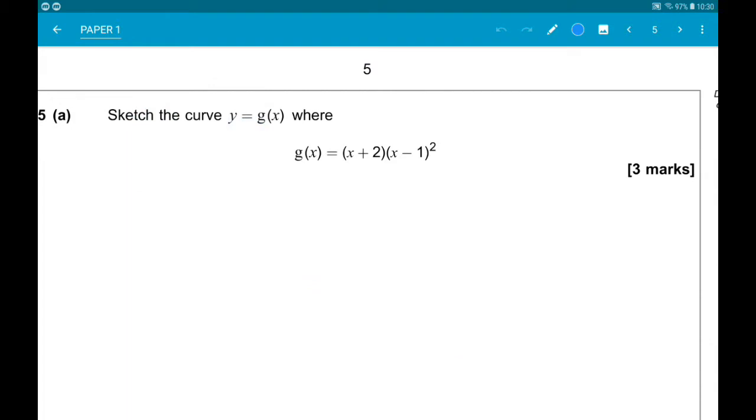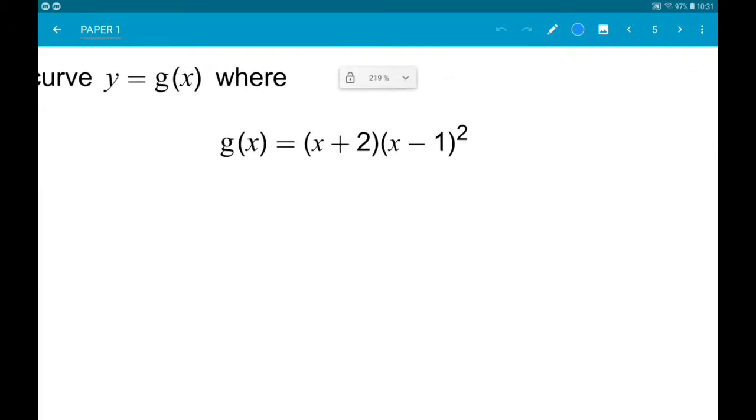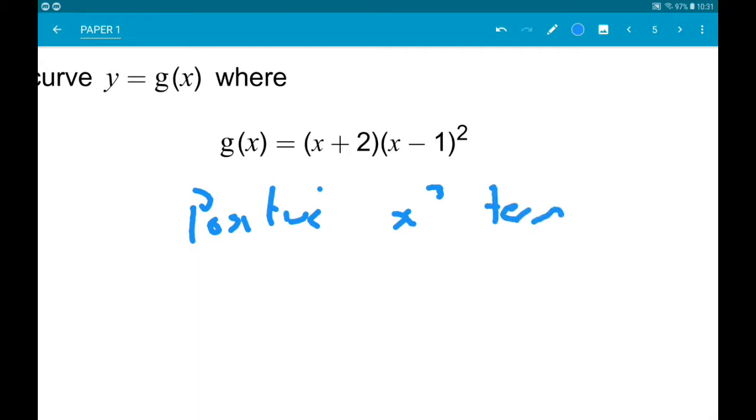Number 5a wants us to sketch y equals g of x, where g of x is (x plus 2) times (x minus 1) squared. Okay, so it's going to be a cubic. Now the x cubed term is positive, so let's write that down. So we have a positive x cubed term. So that means the graph starts in the bottom left and goes off in the top right.